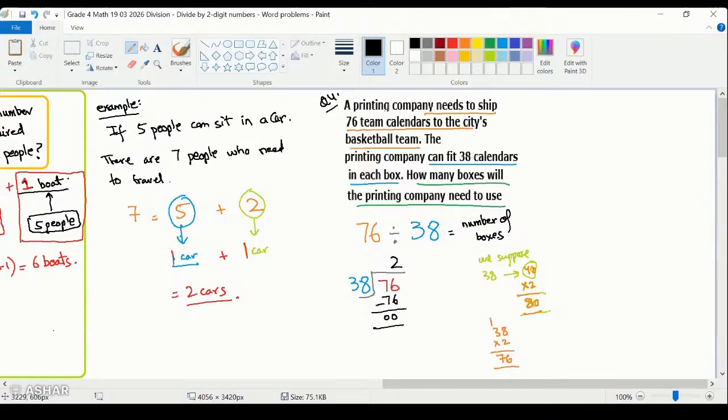Okay. Two boxes. Do we agree? Carrie, do we agree that they would need two boxes? How do we find the answer? We round off the number. 38 multiplying is difficult, right? But if we make it 40, we can know that 40 is nearer to 38.